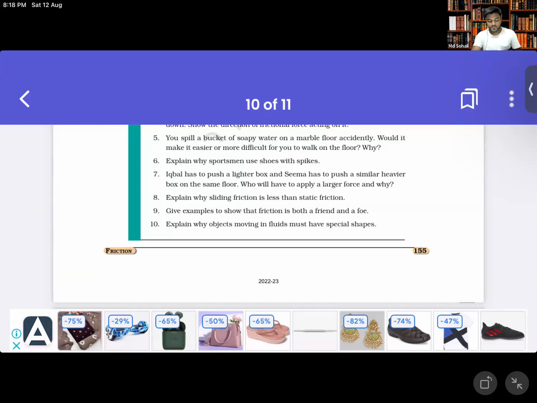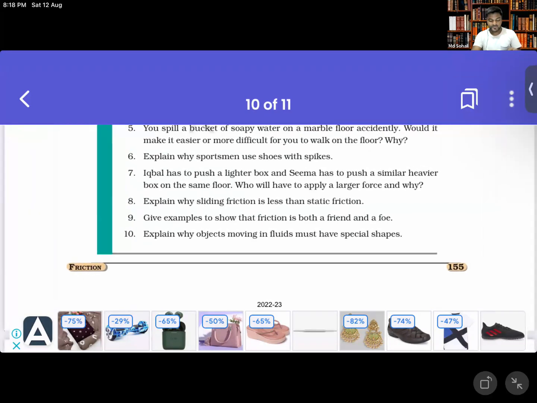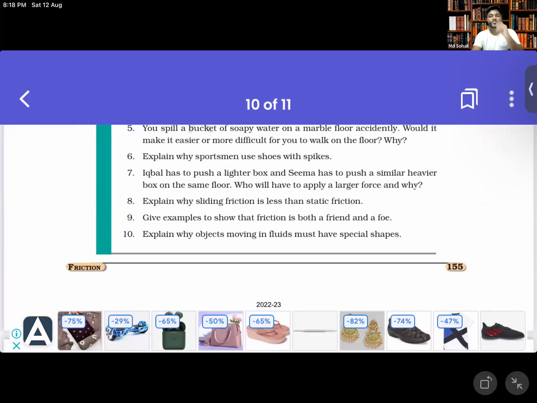Okay. Question number 7 here. Iqbal has to push a lighter box and Seema has to push a similar heavier box on the same floor. Who will have to apply a larger force and why? Seema, because she's pushing a heavier box. Then the applied force is more.